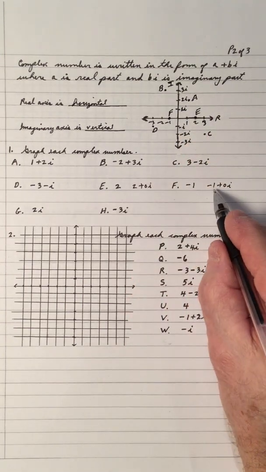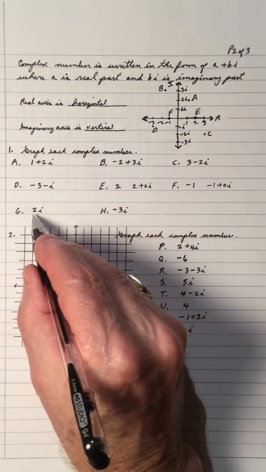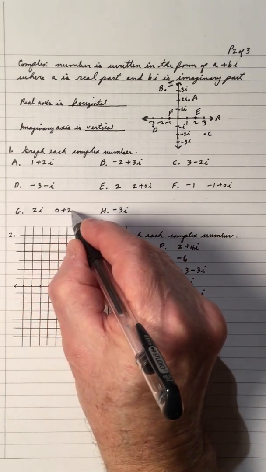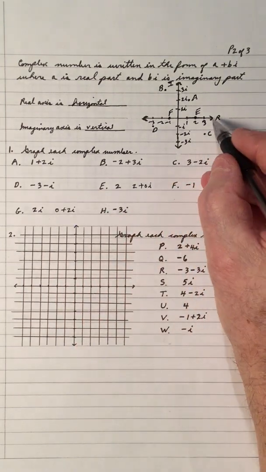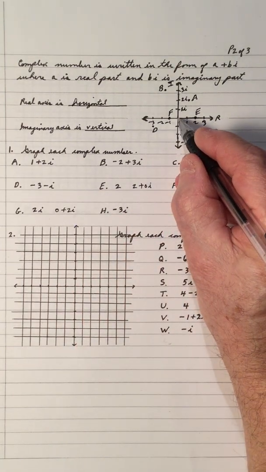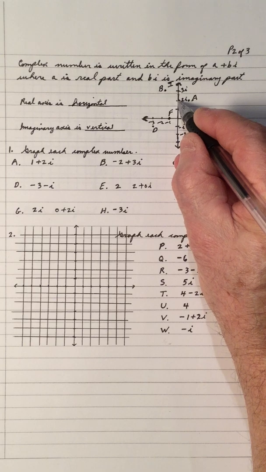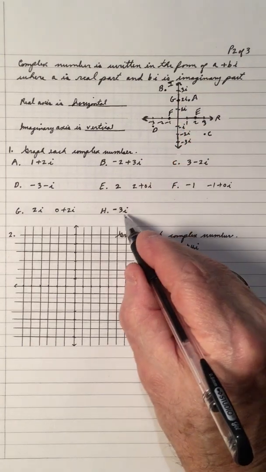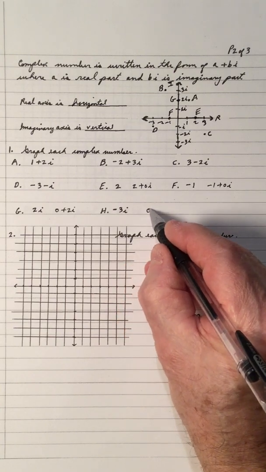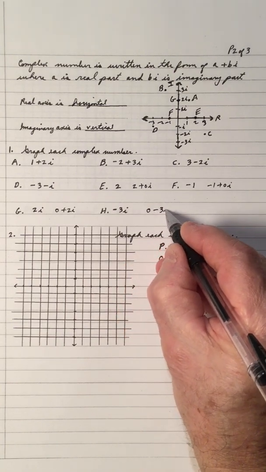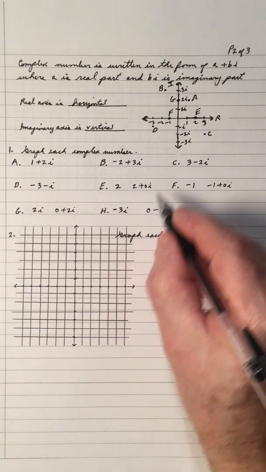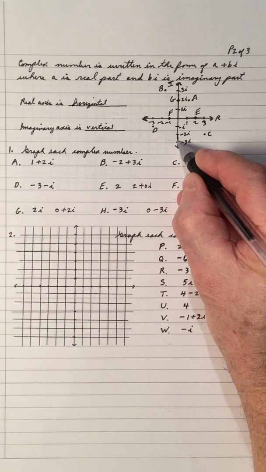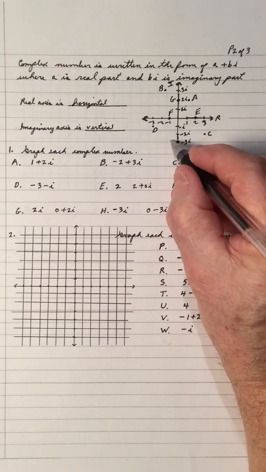Again, very similar to X and Y. G is 2i, so that's 0 plus 2i. So 0 on the real is right here, and the 2i on the imaginary is right there. So that's G. H is -3i, so it's 0 minus 3i. So 0 on the real, which is here, -3 on the imaginary, right there. So that's H.